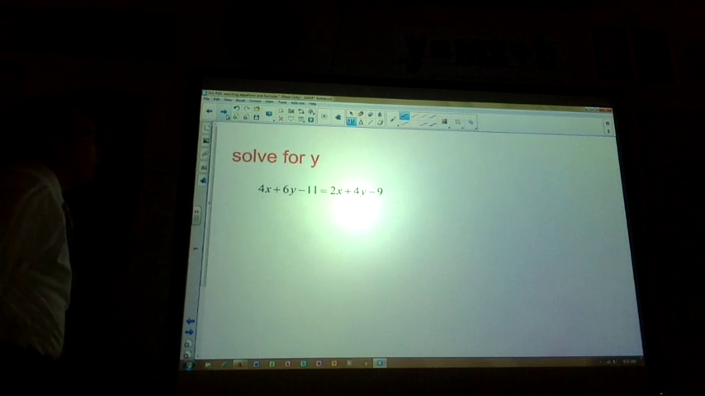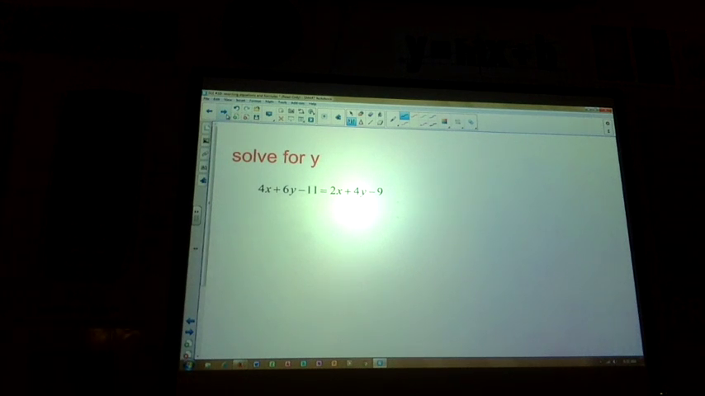Let's see what else we got. Solve for y. Wait, hang on. What's different about this problem? Do I have some like terms, possibly? Let's see, on the left side I have 4x, 6y, and a negative 11. Are there like terms on the left side at all?